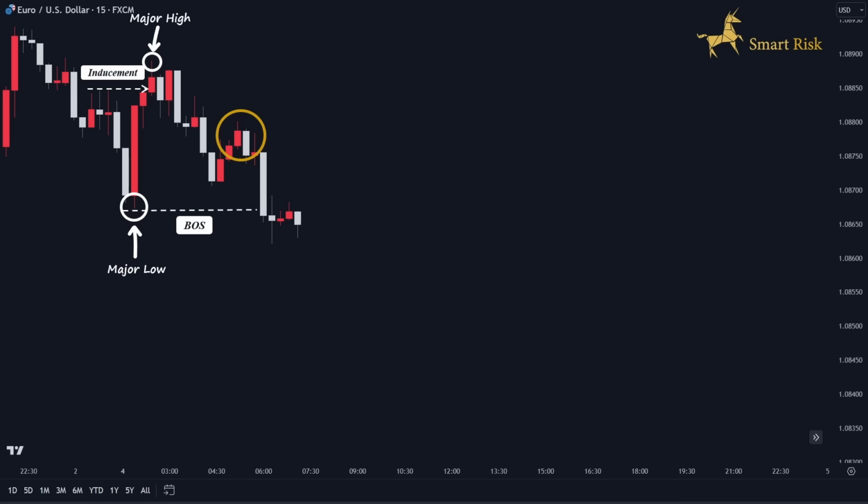Our expectation here is that the price will push higher, take out the highest point of the candle, form an inducement, and then continue with the bearish momentum. Now let's see what unfolds next.